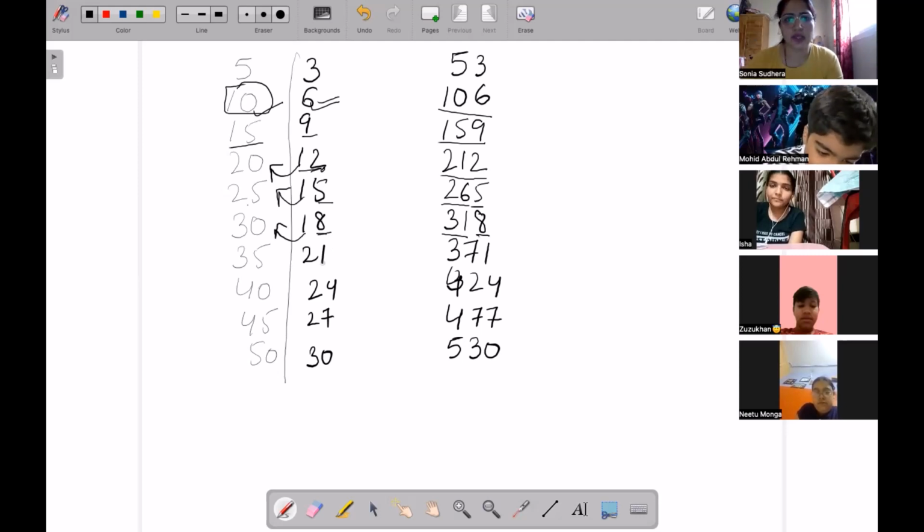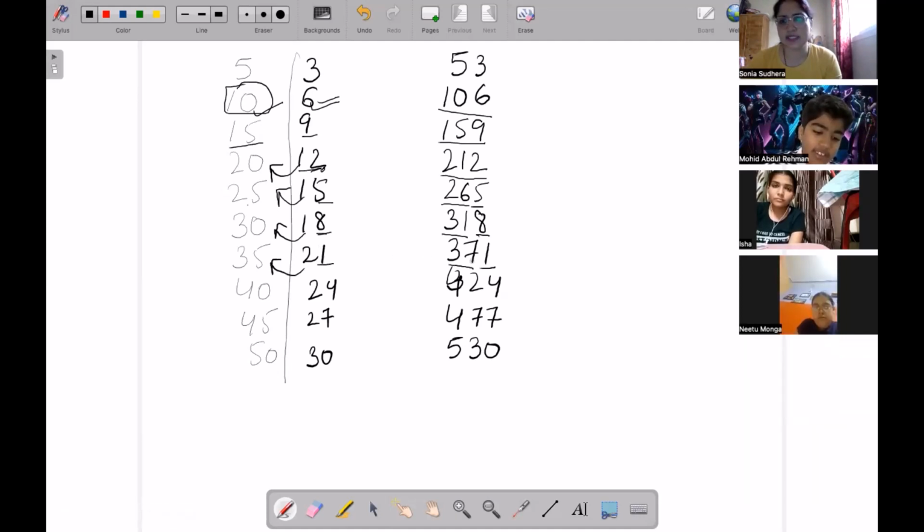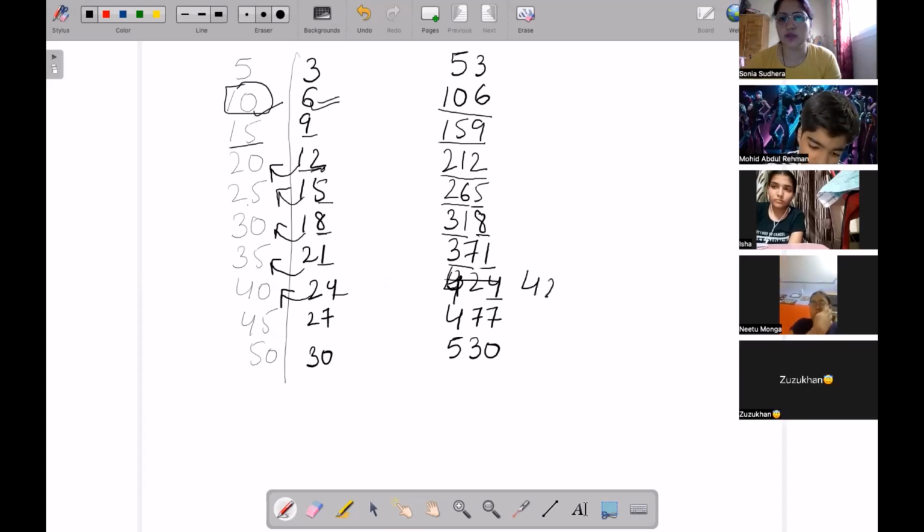Okay, ma'am. Okay, now 1 as it is, and 2 carry over, 35 plus 2, 37. Then 4 as it is, 2 carry over. 40 plus 2 is 42. Okay, this is 424. Then 7 as it is here, and 2 will be carry over. 45 plus 2, 47. Fine.